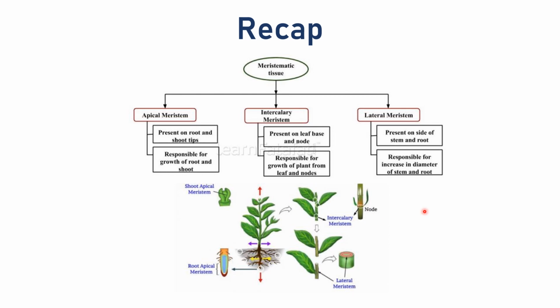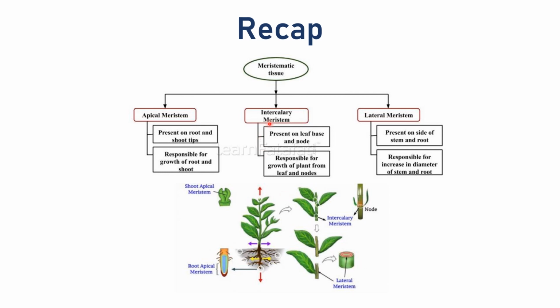Then comes lateral meristem. We will do the lateral meristem first, right? Lateral meristem is responsible for the secondary growth. That means it is responsible for the growth in the girth of the plant, the diameter. Here you can see the diameter of the plant, right?